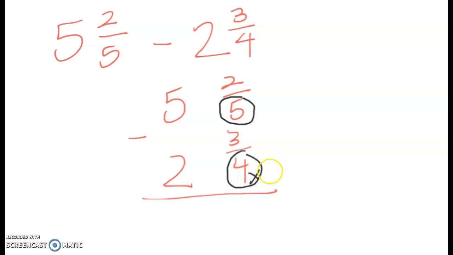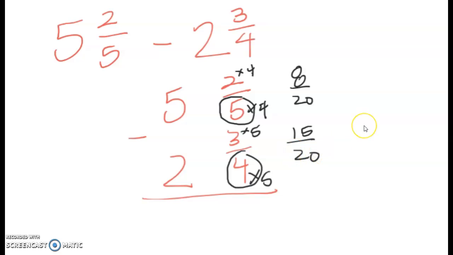So I'm going to do 4 times 5 and then 5 times 4. That's the rule. What's the rule, guys? What you do to the bottom, you also do to the top. So 5 times 4 here, 2 times 4 on top. 4 times 5 here, 3 times 5 on top. So we have 8/20 minus 15/20. Okay, now this is where a lot of 5th graders get confused.